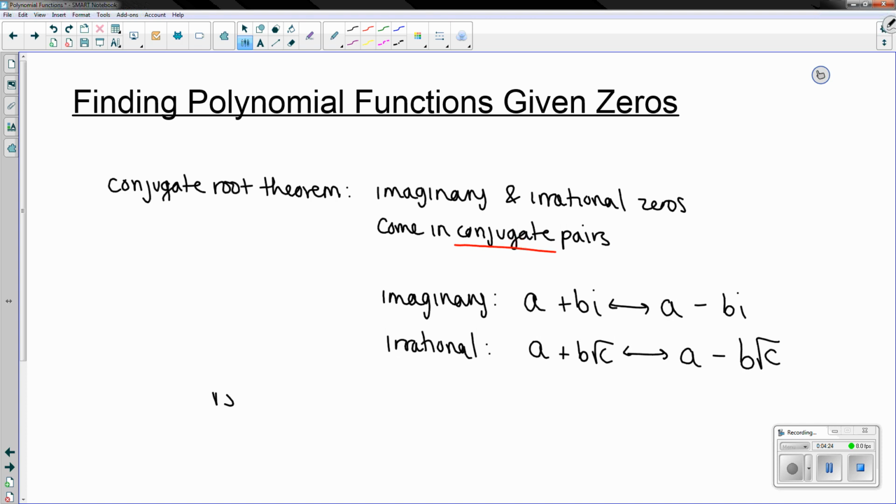And one final note for a concept that we'll want to be aware of is the fundamental theorem of algebra, which tells us the degree of the polynomial will dictate how many complex zeros we expect to have. So now that we've covered those three main things, we can jump into some examples.